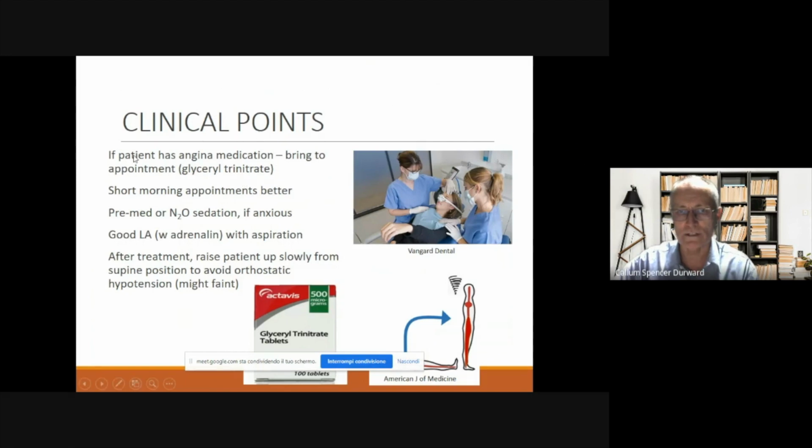Some clinical points. If the patient has angina medication, they should bring it to the appointment. This is usually glyceryl trinitrate. Short morning appointments are better, and they should be given a pre-med or nitrous oxide sedation if they're very anxious. Give good local anesthesia with aspiration. After treatment, raise the patient up slowly from the supine position to avoid orthostatic hypertension, as they may faint.